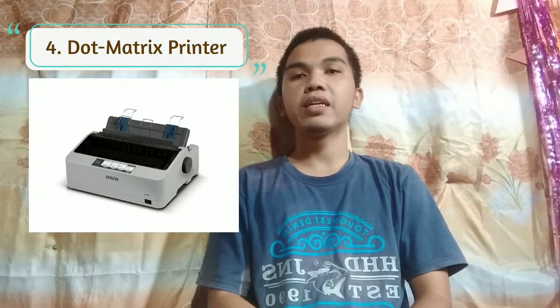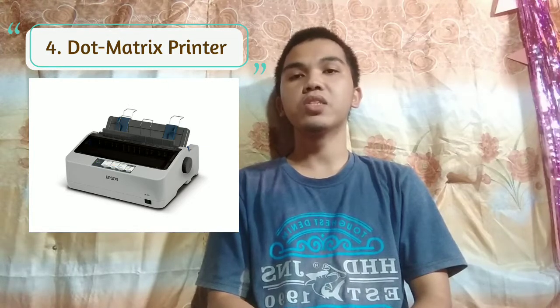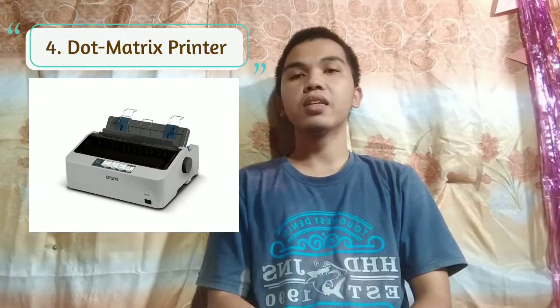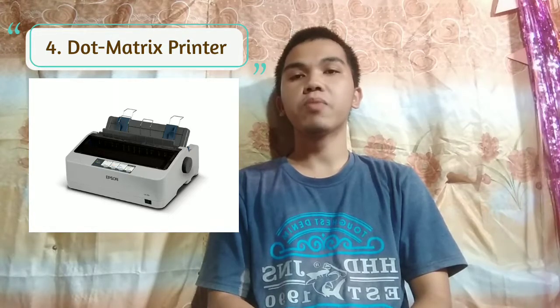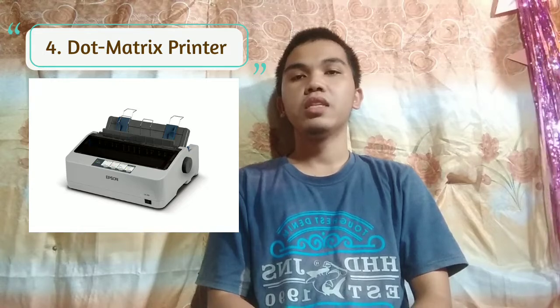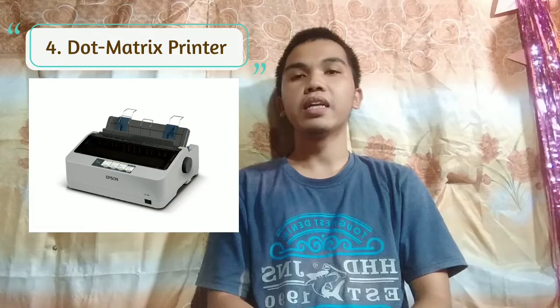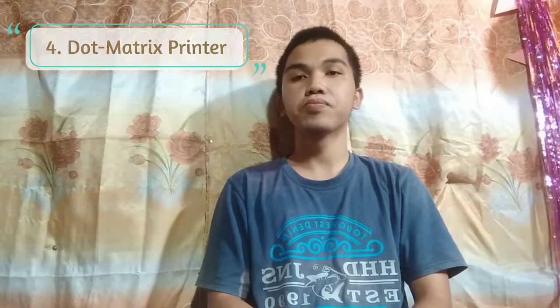The fourth one is the dot matrix printer. This printer is somehow like typewriting. They create characters by striking pins against an ink ribbon. Each pin makes a dot, and combinations of dots form characters and illustrations. The printing involves mechanical pressure, so these printers can create carbon copies as well.